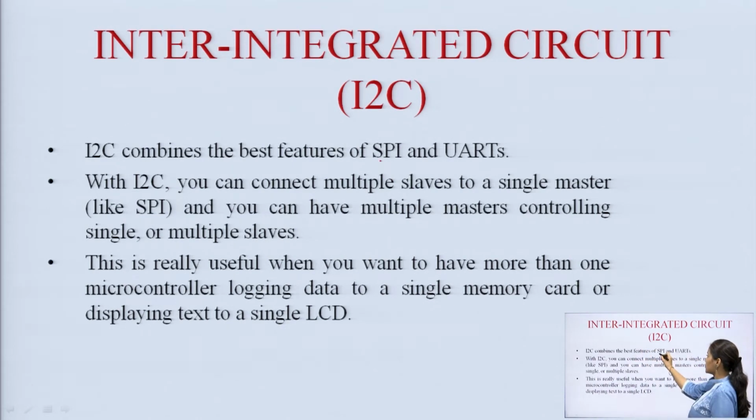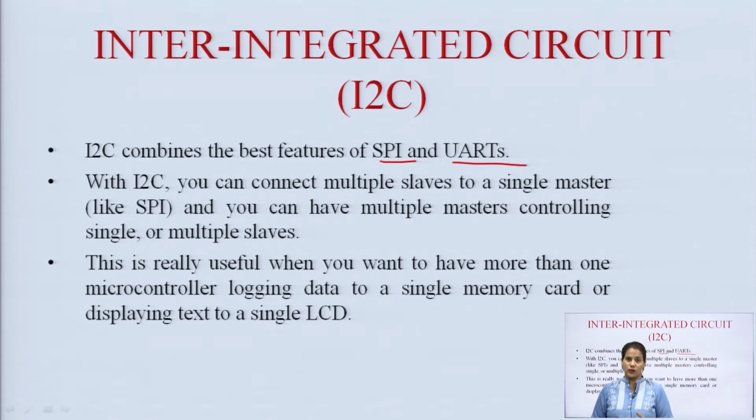I2C combines the best features of SPI and UARTs. SPI is serial peripheral interface and UART is universal asynchronous receiver transmitter. Both are communication protocols. With I2C you can connect multiple slaves to a single master, like was the case with SPI also, or you can have multiple masters controlling the single or multiple slaves. So, different configurations are available in the case of I2C, that is a single master controlling multiple slaves, or multiple masters controlling a single slave, or multiple masters controlling multiple slaves. So, basically there are three configurations available with I2C. This is an advantage over the previous SPI protocol.